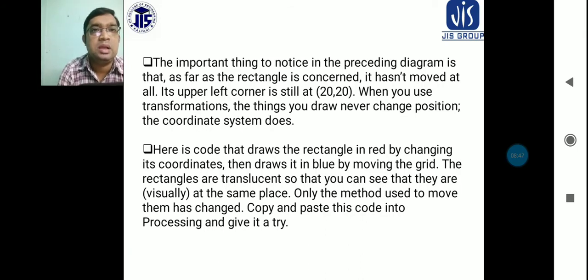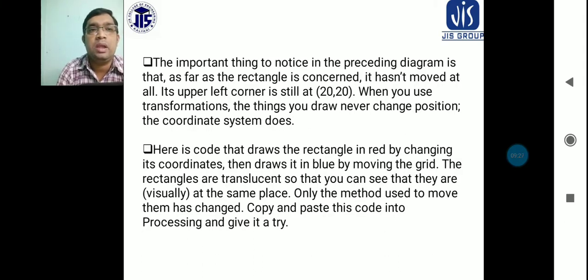As far as the rectangle is concerned, it hasn't moved at all. Its upper left corner is still at 20, 20. There is no change. When you use transformations, the things you draw never change positions. The coordinate system does. Here is code that draws the rectangle in red by changing its coordinates, then draws it in blue by moving the grid.